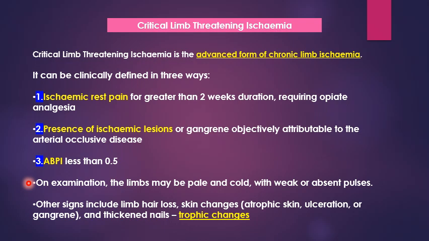On examination, the limbs may be pale, cold, with weak or absent pulses. Other signs in this patient include chronic limb ischemic signs such as hair loss, skin changes such as trophic skin, ulceration, or gangrene, and thickened nails. These are called the trophic changes of chronic limb ischemia.